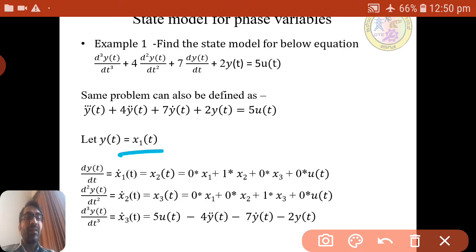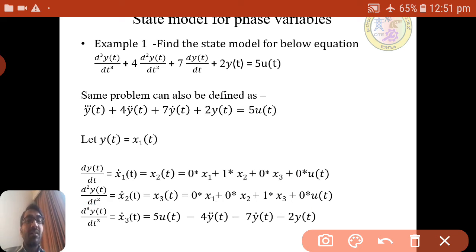So y of t is x1 of t, and then the first derivative of y of t, that is dy(t) by dt, is represented as x1 dot of t, which is equal to x2 of t, the second state variable. Only the second state variable will be there, the others will be 0, that is x1 is 0, x3 is 0, and the input is also 0. Similarly, for the second derivative of y(t), x2 dot of t is equal to x3 of t. Only the third state variable will be there, the others will be 0.